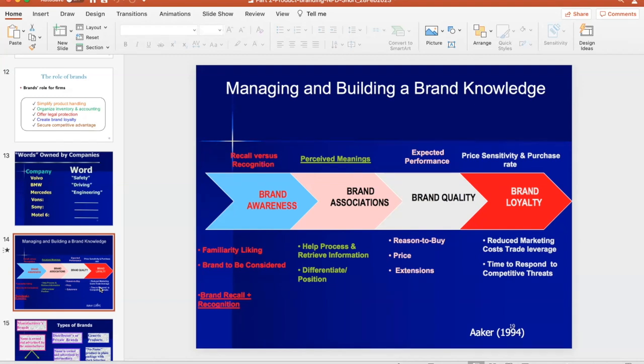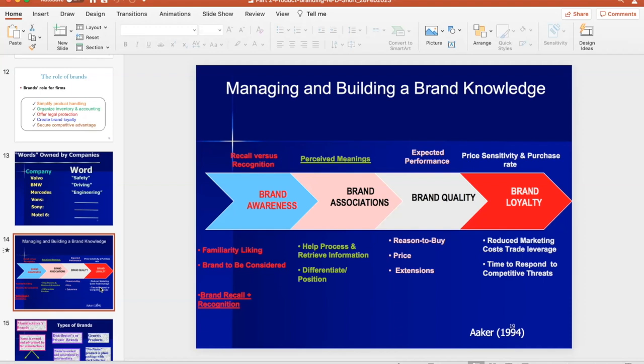So brand association are all the connotations, the meaning associated with the brand. Brand quality is the spectrum from low quality to high quality. And then brand loyalty is the fact that they have been buying and they're buying again. They're supporting the brand. Maybe they're telling others about the brand. And they like to try the new things from the brand, so they become fans.